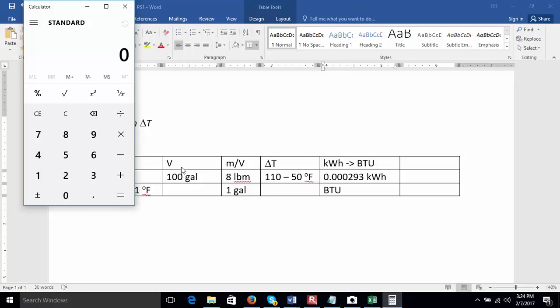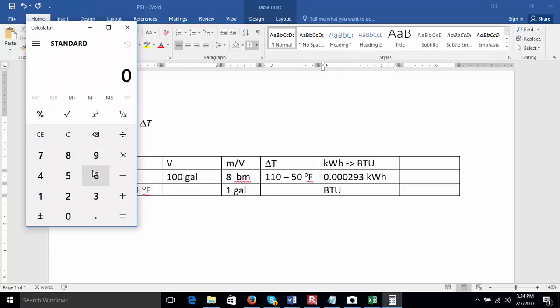And we'll start with 110 minus 50, which is 60, times 100 gallons, times 8 pounds per gallon, equals 50,000 BTUs, that seems about right, times 0.000293 equals 14 kilowatt hours.